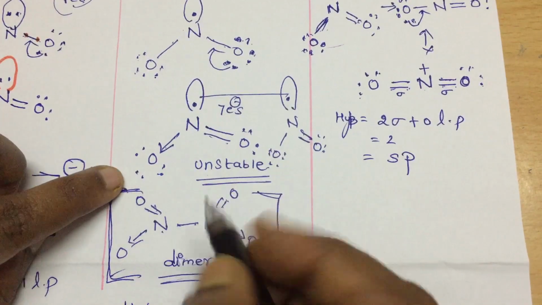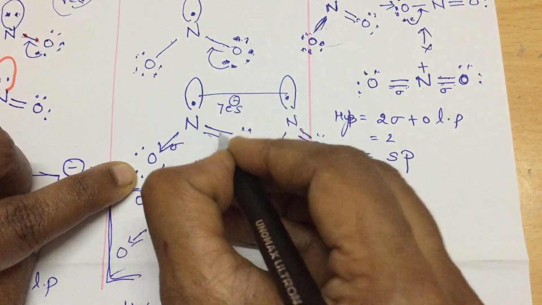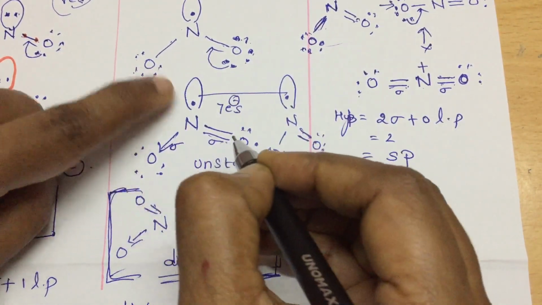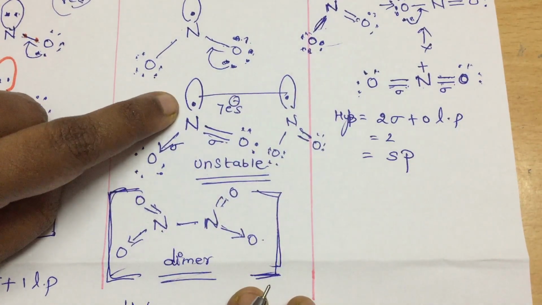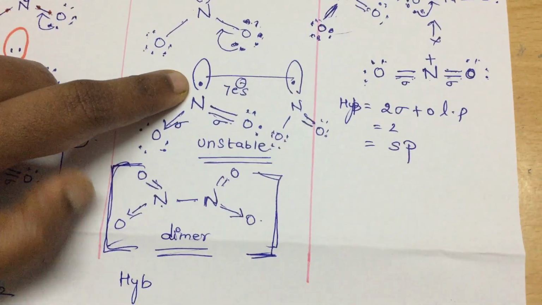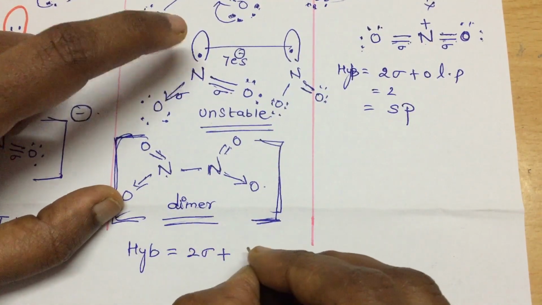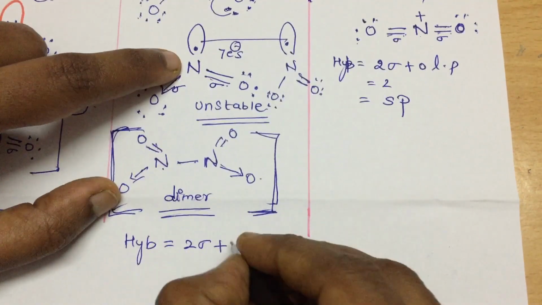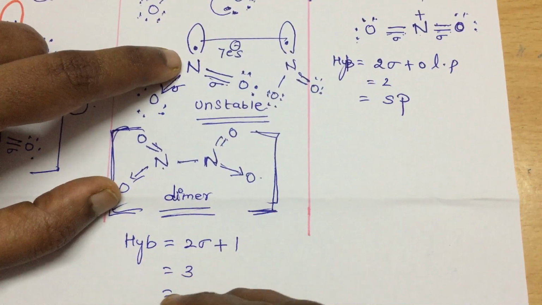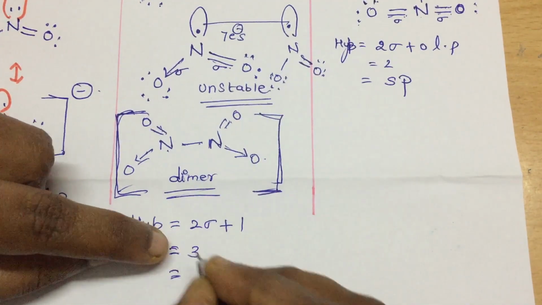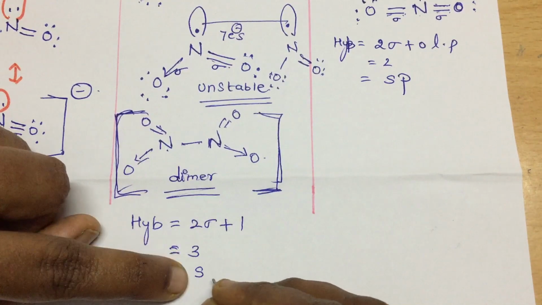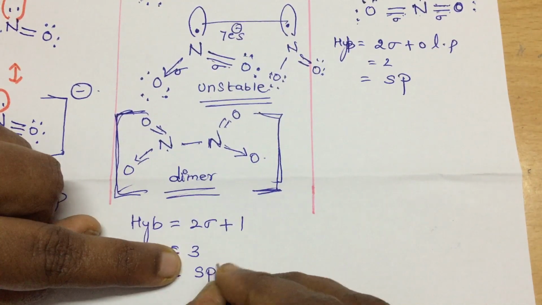See, this is 1 sigma, and this is another sigma bond. And lone pair, there is no lone pair, but an unpaired electron, that also we have to take into account for hybridization. So 1, so it is 3. 3 means you have to start from S1. Remaining 2 is P2.